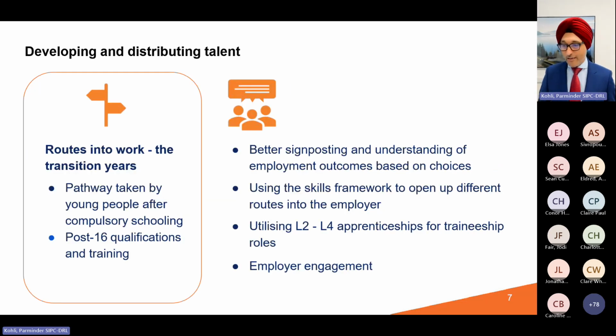Now, talking about how do we develop and distribute talent? First, let me just talk about routes into work, and then we can talk about what happens in work. Now, in routes into work, clearly there's a lot more which needs to be done to make sure that our youth post 16 understand what are the options available to them. And the pathways can make a big difference.